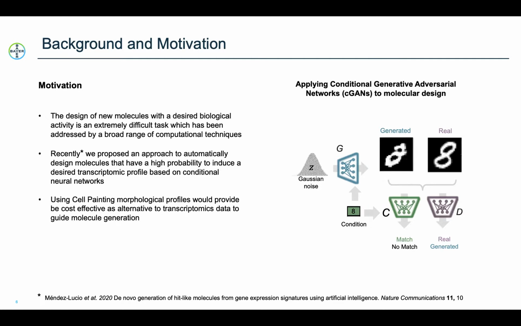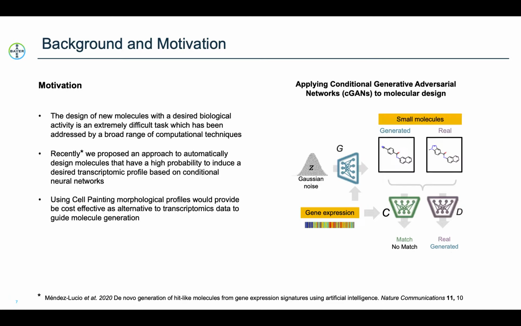There are different types of architectures that you can choose here. You could choose to have the condition classification and the discriminator in one network, but we chose to have them in different networks. So we have a condition network which classifies match versus not match, and the discriminator which classifies real versus generated.